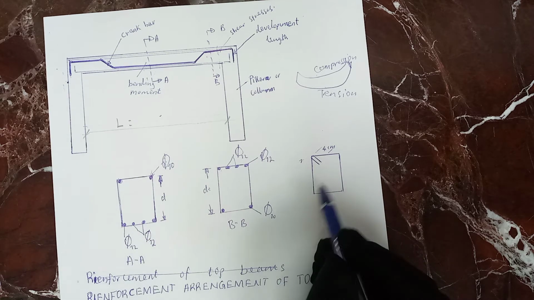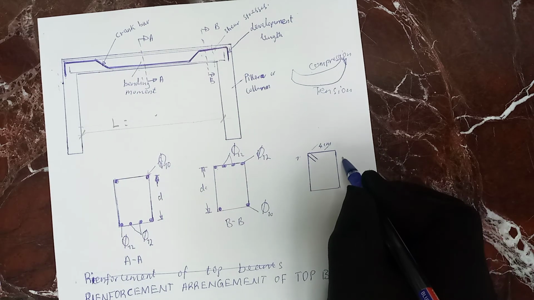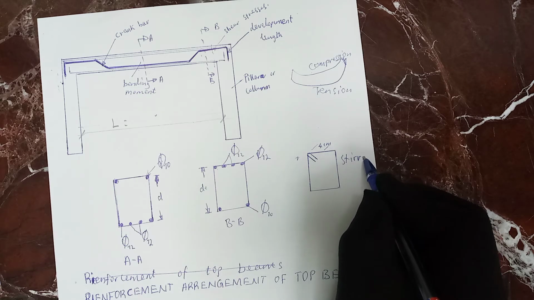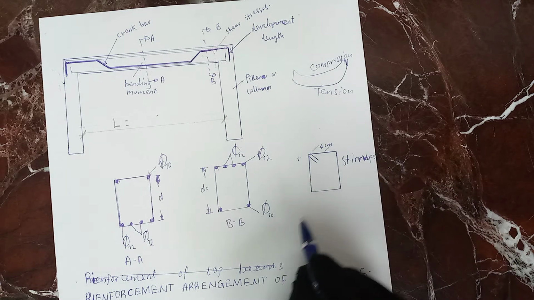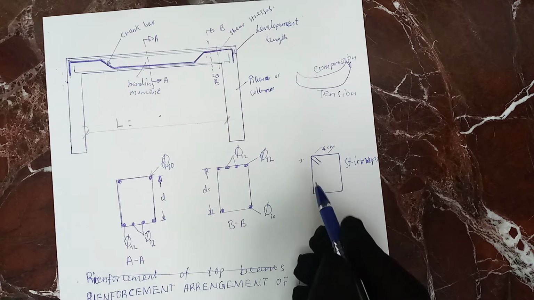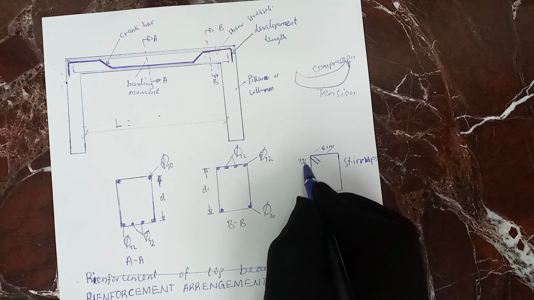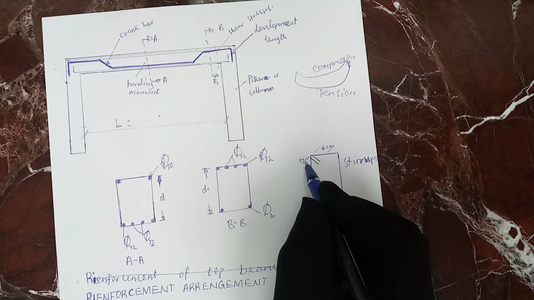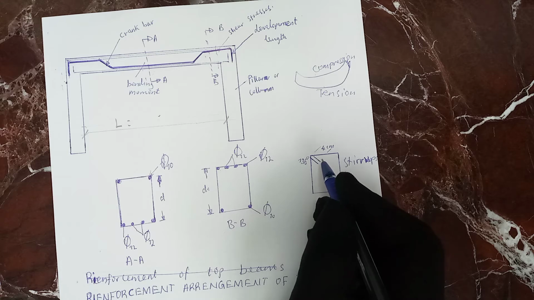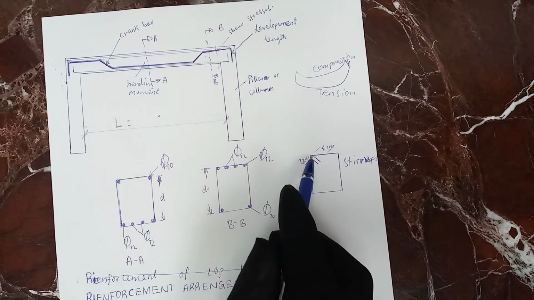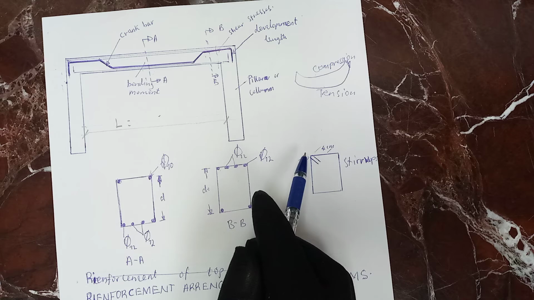So this is your stirrup. You can see this bending, it is 135 degrees. The angle should be 135 to resist the shear stresses and bending moment, because when you do not bend it at the angle of 135, it cannot resist.